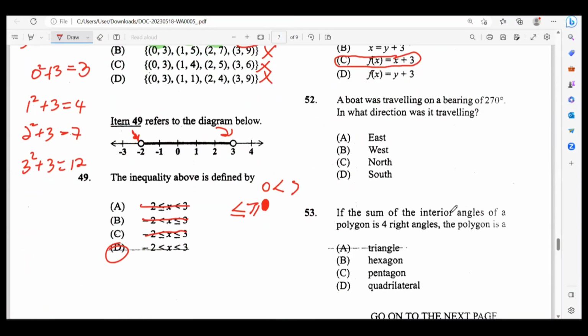52. About traveling on a bearing of 270 degrees, in what direction was it traveling? You want to make sure that you remember these. So I'm going to be your memory for a minute. North is always at top. South is underneath. East is to the right. West is to the left. And all bearing is from the north. So the bearing is like, ta-da, going that way.